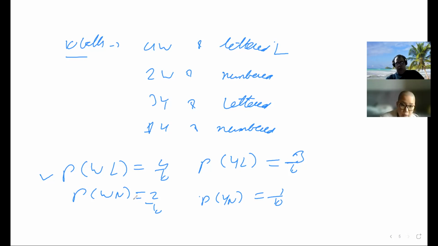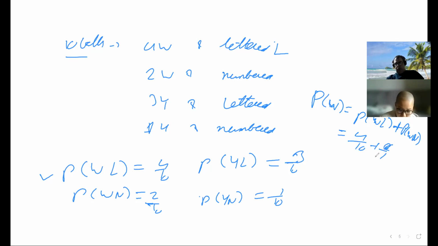Are you there? Yes, I'm here. When I say the probability of white and lettered is 4 by 10 and the probability of white and numbered is 2 by 10, and I ask you to find only the probability of white, it should be the sum of both of them, white and lettered plus white and numbered. So 4 by 10 plus 2 by 10 is 6 by 10.